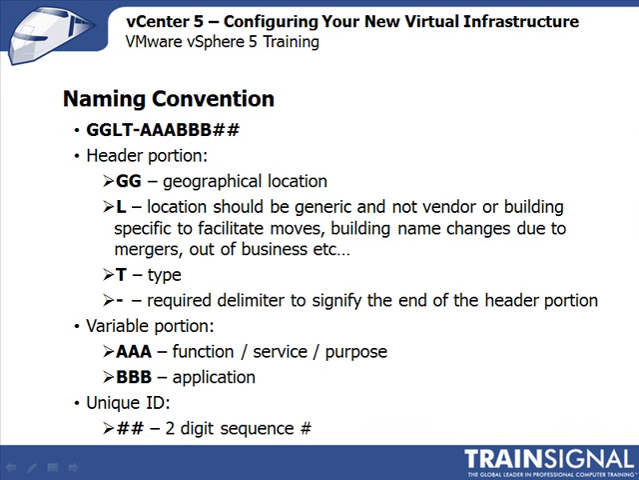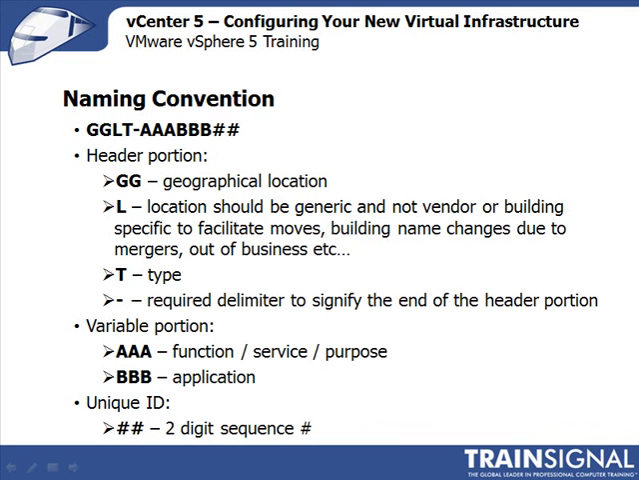In very basic terms, this is what it would look like. This is what the server, the switch, the router, whatever device you have in your environment would look like: GGLT-AAA-BBB, ##, or number. Now, what does this stand for? You'll notice that this is broken down into 3 sections. The first section is known as the header portion, and it ends here. This is the delimiter that breaks off the sections. The second section is called the variable portion, and that ends right before the numbers start, or the unique ID, and then the third section is the unique ID. So how does this work?